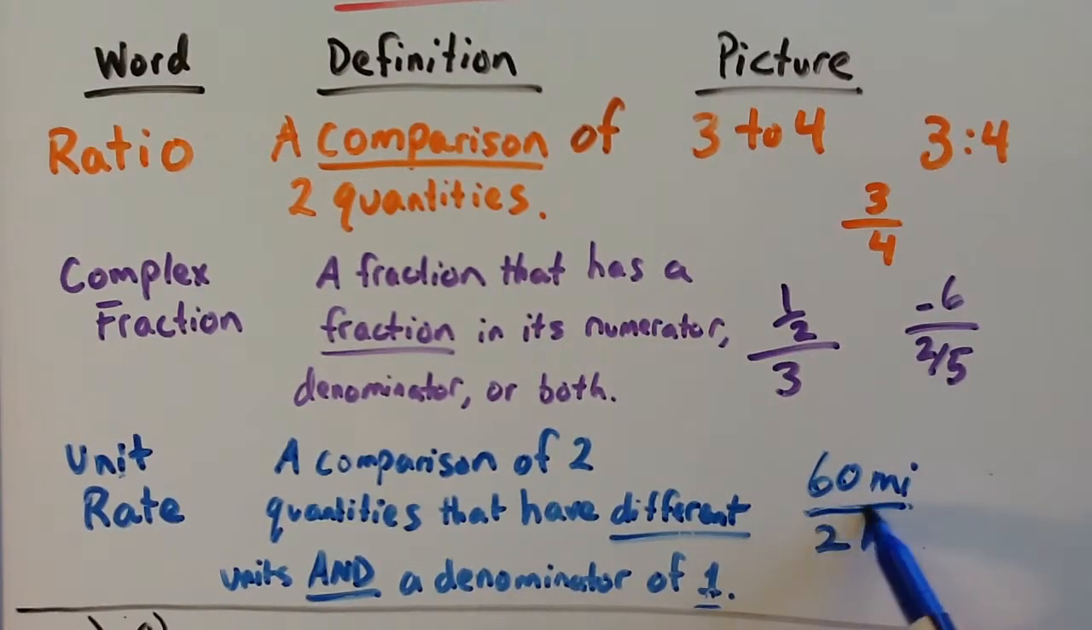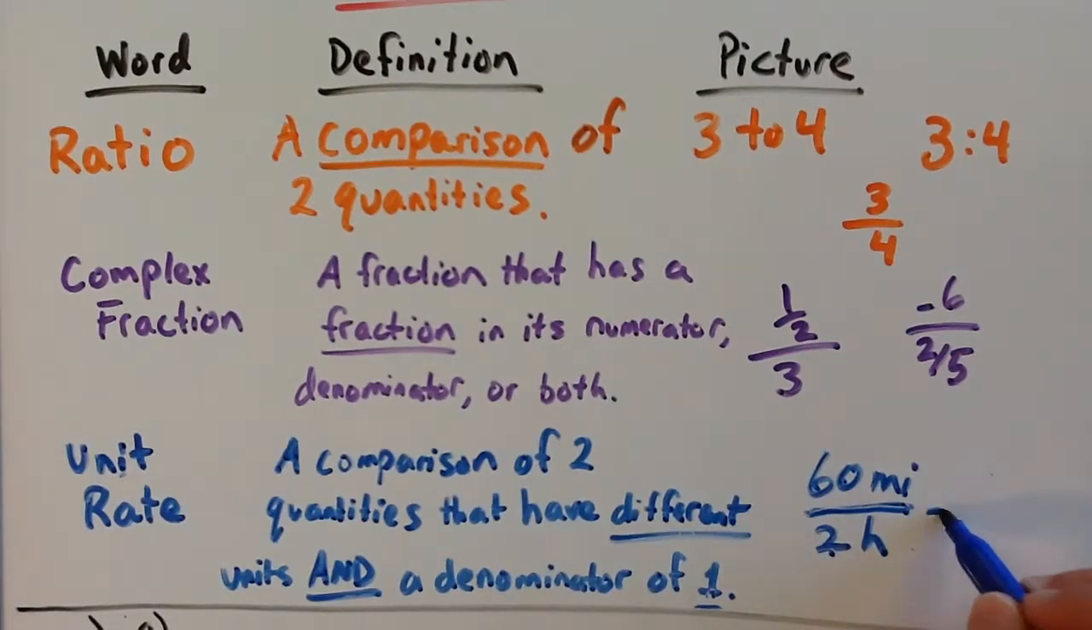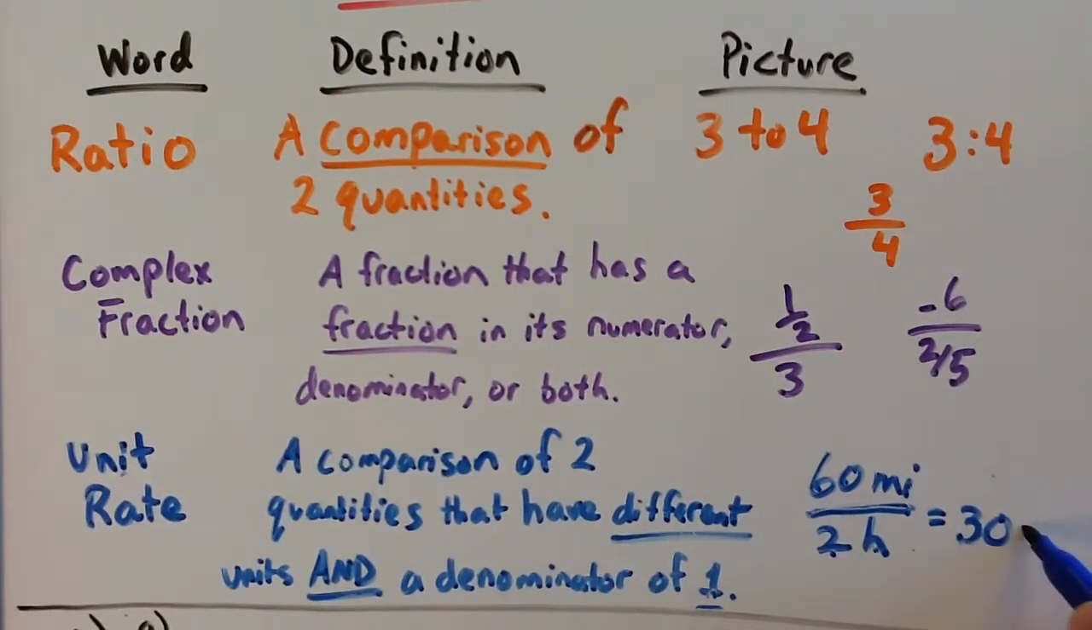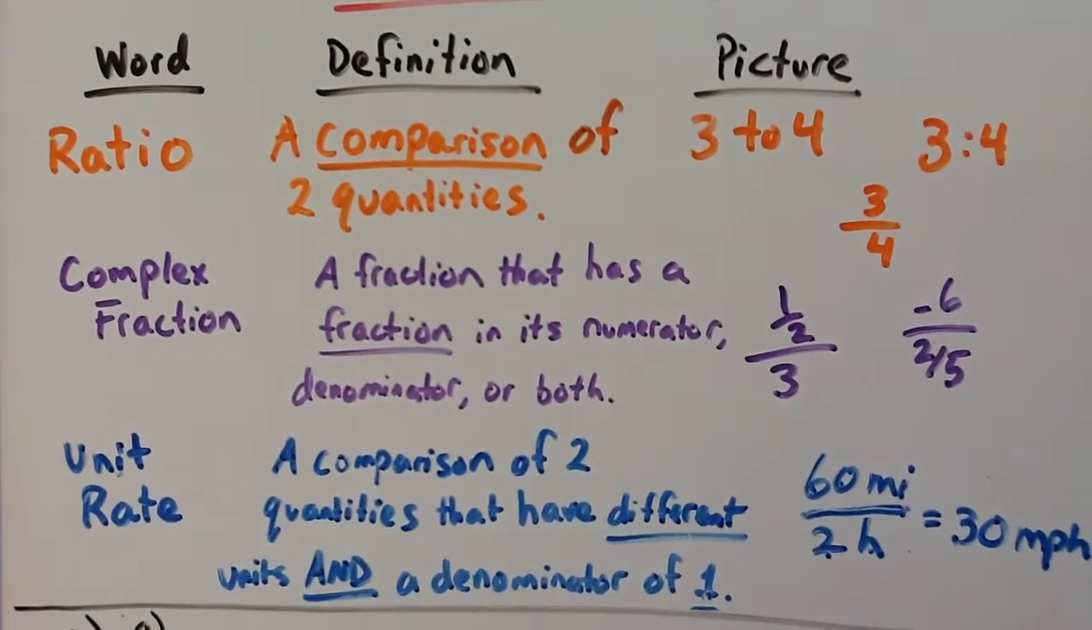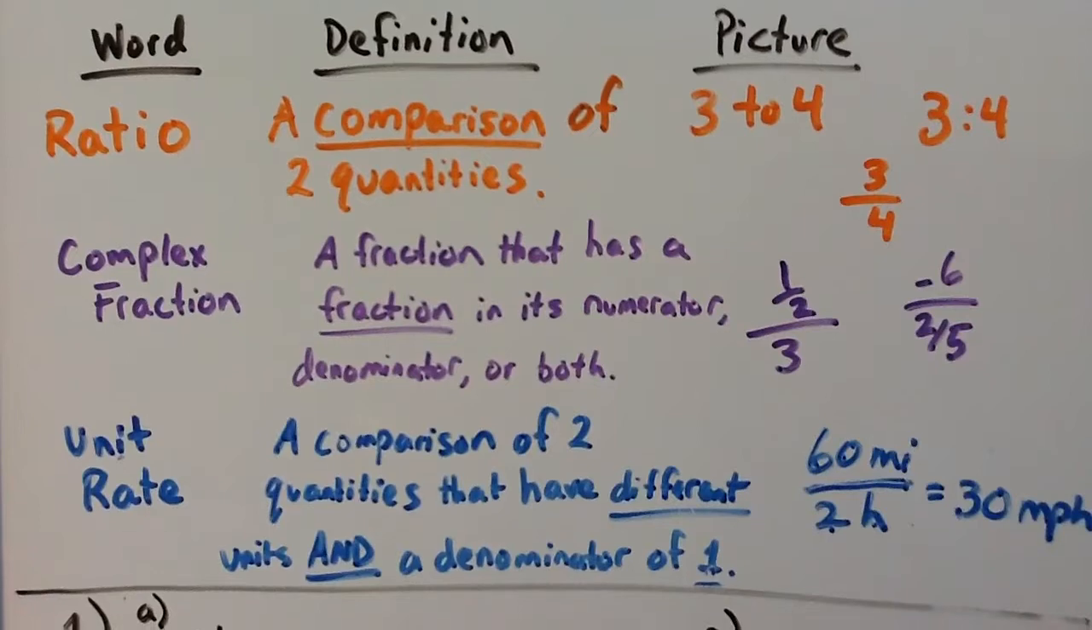So 60 divided by 2, well, that would be 30, right? So if you're traveling 60 miles in 2 hours, that means your average rate of speed or your unit rate is 30 miles per hour, mph. That would be a unit rate. Okay, let's do a few examples.